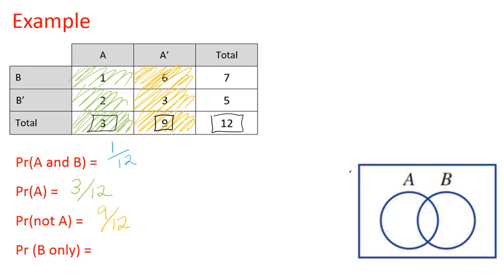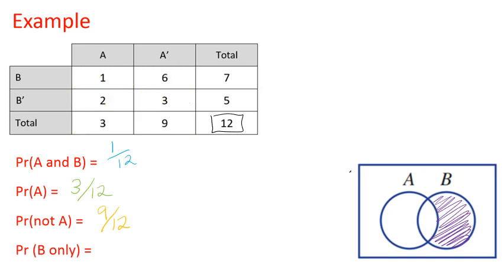So let's rub this out. So probability of B only, this here is B only. So it's B and not A. So if I'm looking up here, B and not A is here. So it is 6 out of 12.